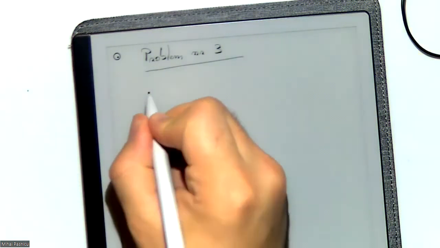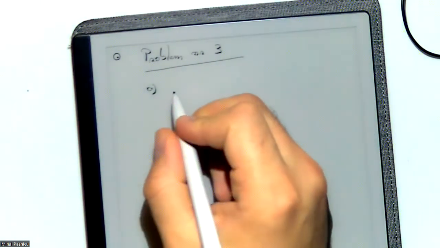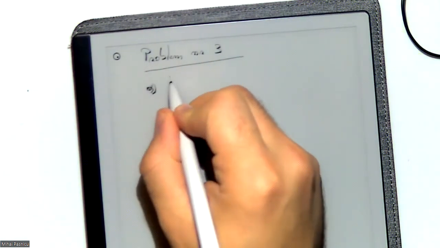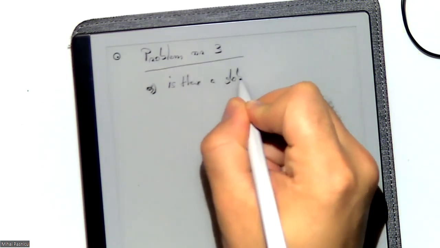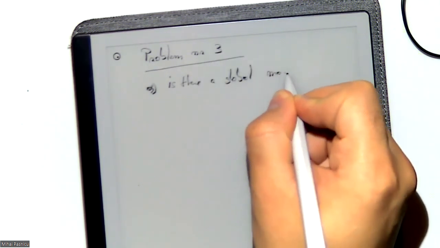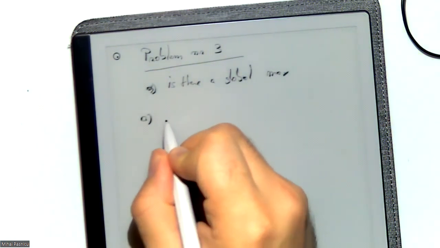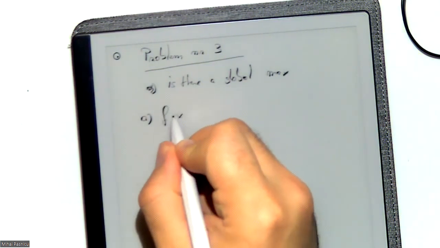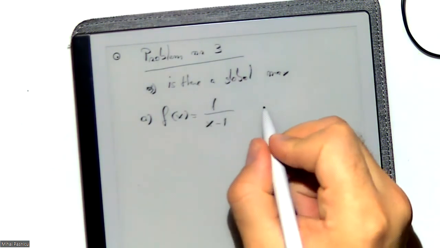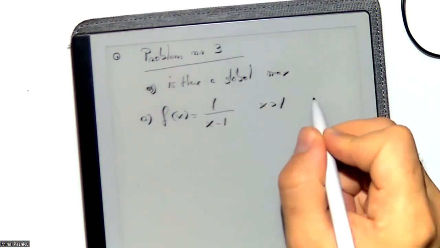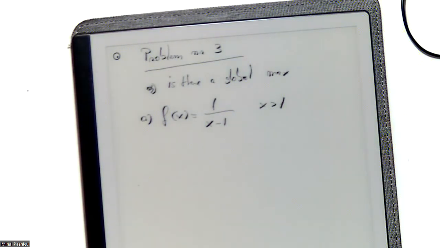So problem number 3 asks you if there's a maximum. So is there a global max for the following functions? The first one was f of x is equal to 1 over x minus 1, I think, with x greater than 1. Just double checking fast. Yep, that was it.